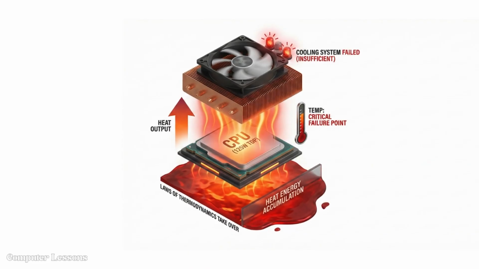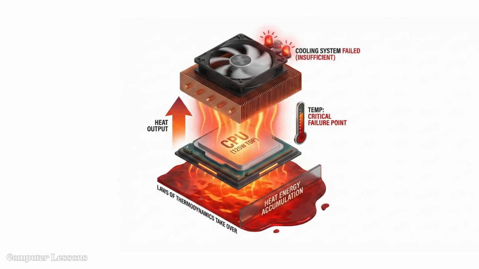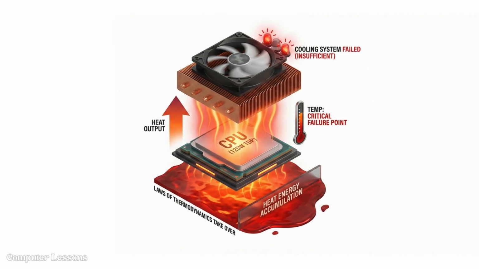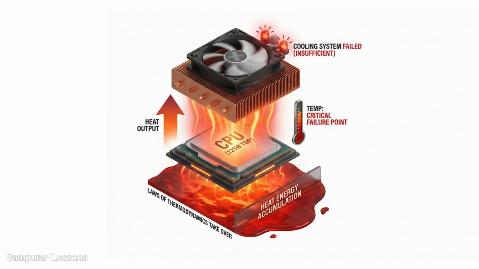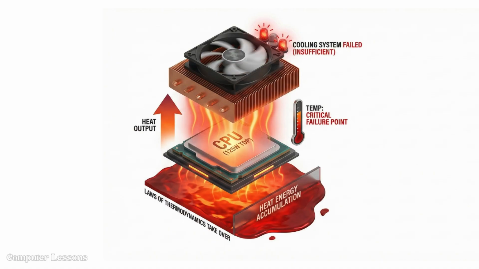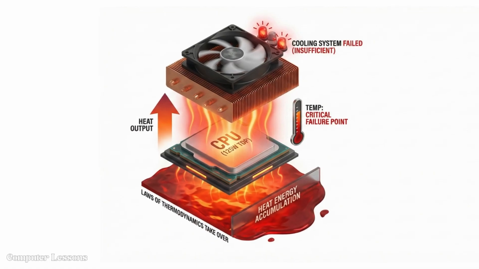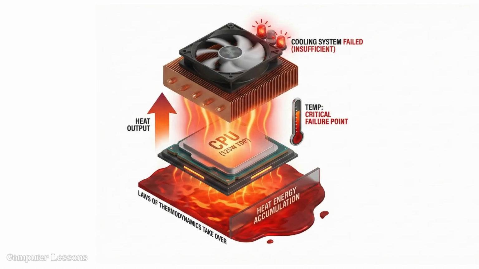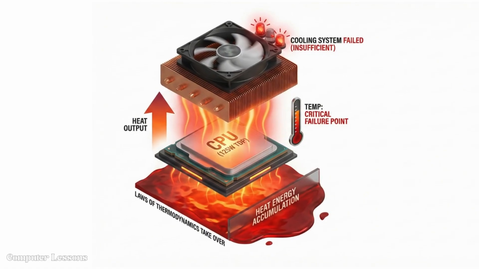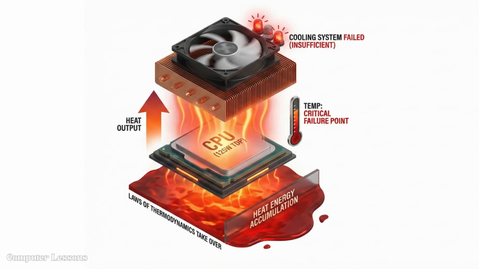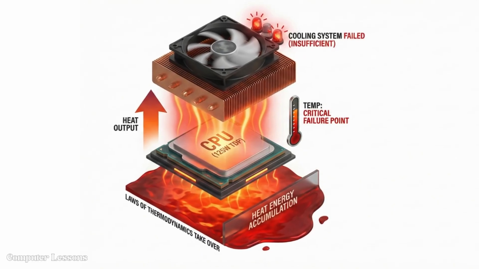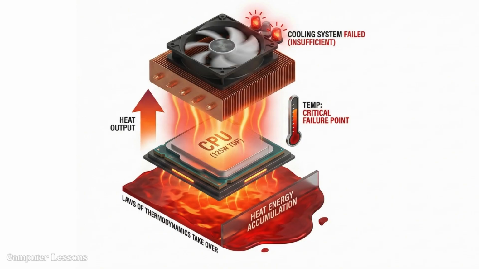Manufacturers measure this output as TDP, or thermal design power, measured in watts. If a CPU has a TDP of 125 watts, it means the cooling system must be capable of dissipating 125 watts of heat continuously. If it fails to do so, the laws of thermodynamics take over, and the heat energy will accumulate in the chip until it reaches a critical failure point.